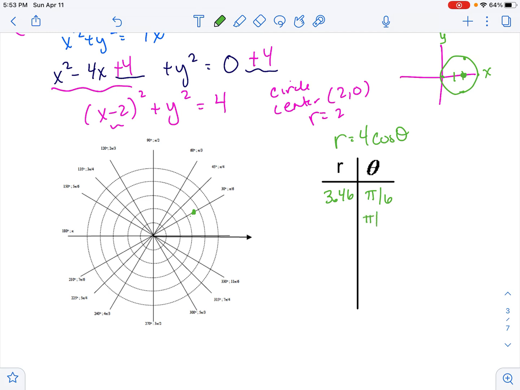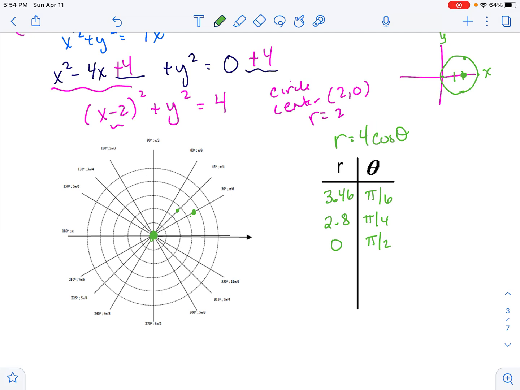All right, if I plug in pi over 4 and type in 4 times cosine of pi over 4, that gives me about 2.8. So at pi over 4, I go out 1, 2, and a little bit shy of 3, so that's 2.8. If I were to plug in pi over 2, 4 times cosine of pi over 2 is just 0. So if I rotate to pi over 2, I go out 0. That actually gives me a point right at 0, 0.